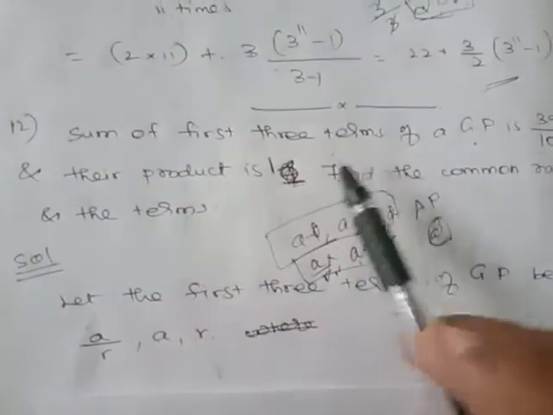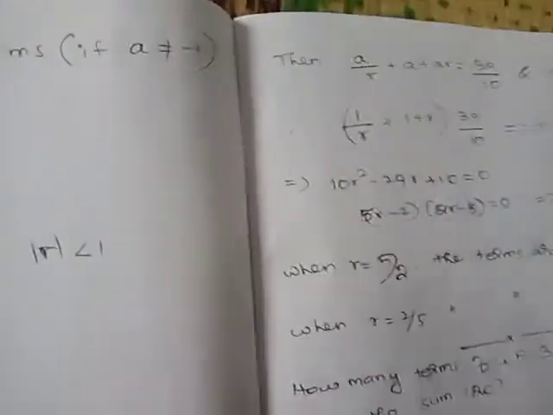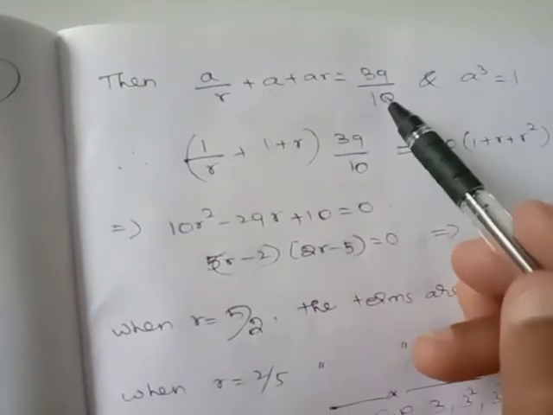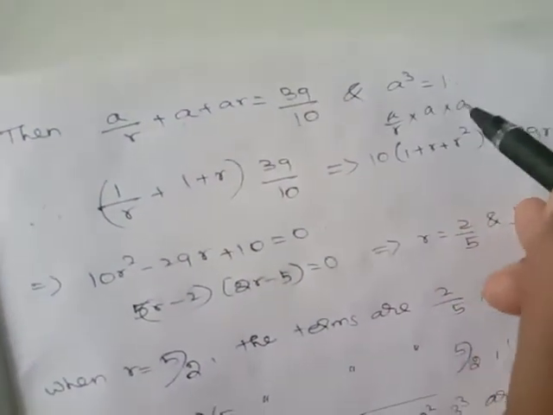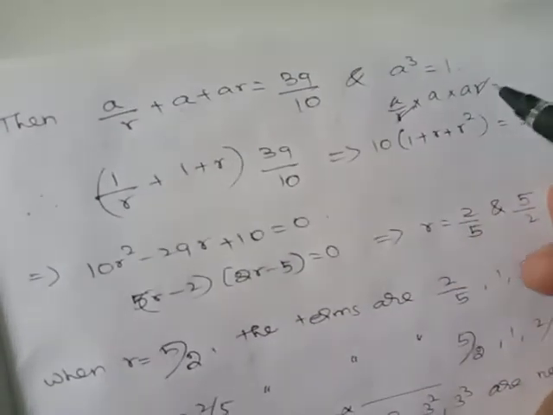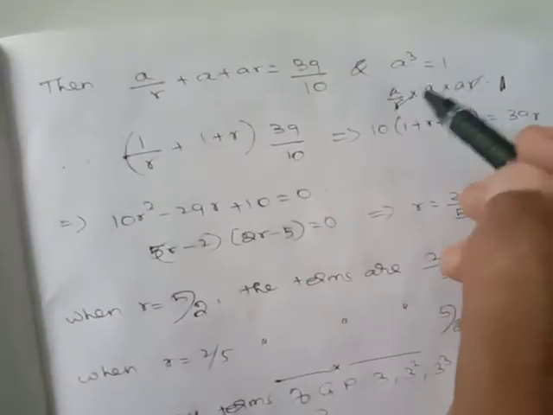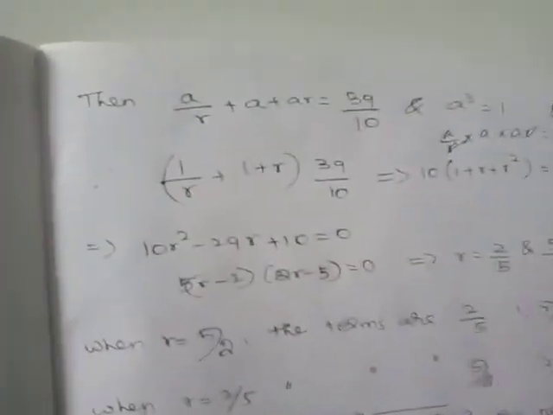In this question it is given that the sum of the 3 terms is 39 by 10. That is what is written. First term, second term, third term are put together, they give 39 by 10, and the product of the terms is 1. Hence if you multiply it, a by r into a into ar, this r will get cancelled, we get a cube. The product is 1 as given in the problem. Hence a cube is equal to 1, from which we get a is equal to 1. Next we need to find out the value of r.